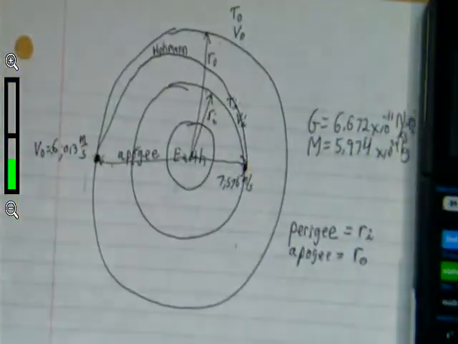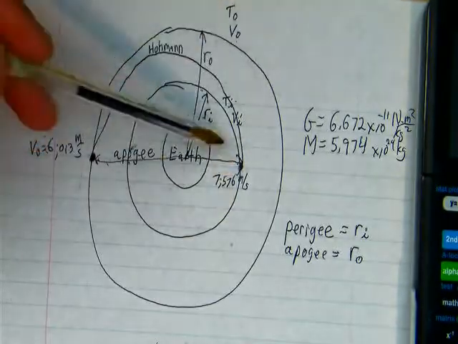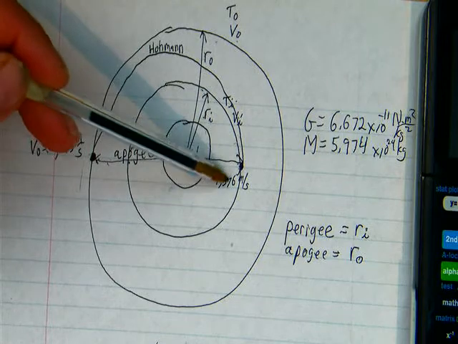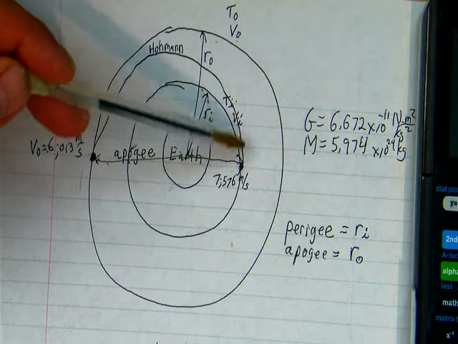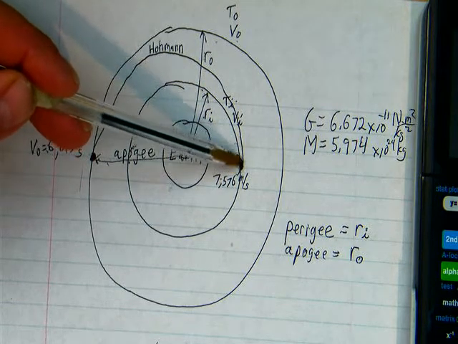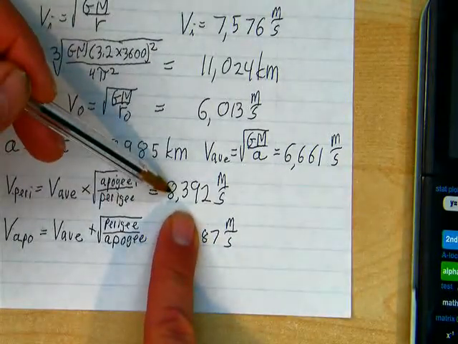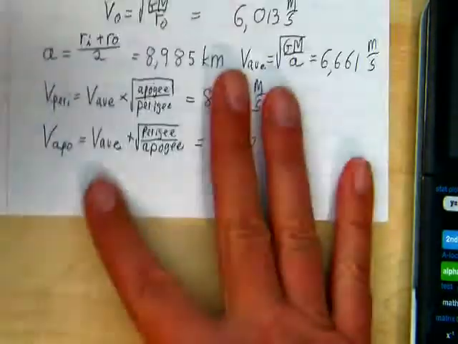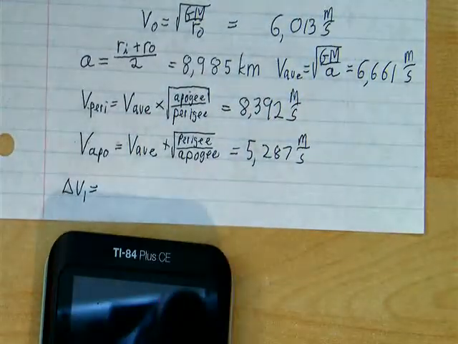Sorry, I kind of want to zoom in, focus and explain. In this example, I'm starting in a circular orbit where I'm going at 7,576 meters per second. To switch onto the perigee of the transfer orbit, I need to end up going faster. I need to go 8,392 meters per second. Well, I'm not going that fast. So the change in velocity that I need, I call that delta V1, and it's by subtraction.